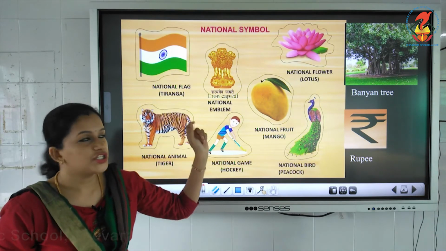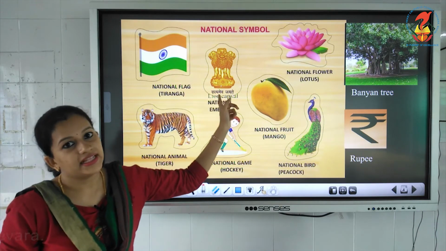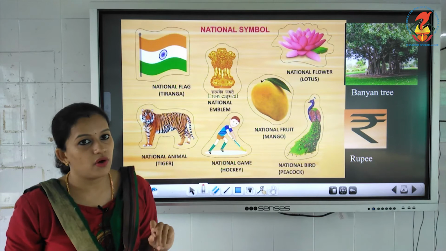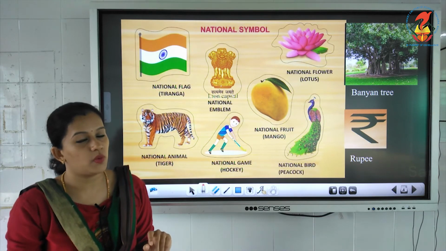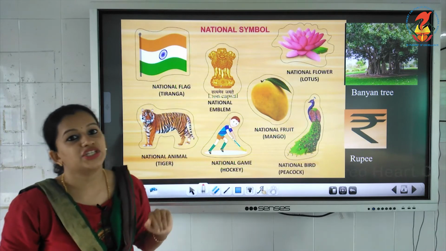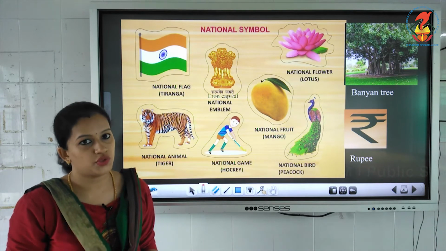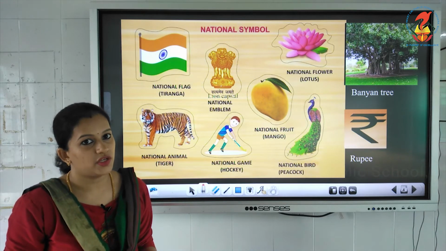Children, in your worksheet, please write about your national flag and the national emblem. It is not given in your worksheet, but it is important. Okay, then the national emblem is the lion capital of Ashoka. Okay, lion capital of Ashoka.